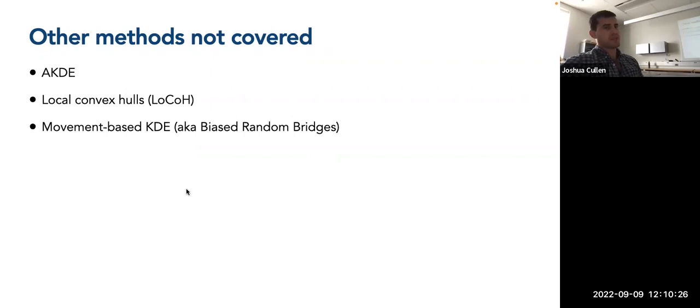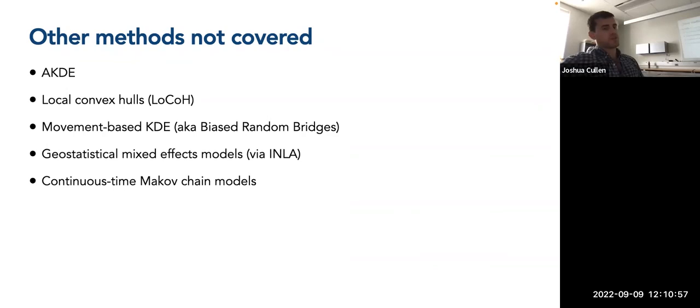There's also movement-based KDE, which I think resembles the dynamic Brownian bridge movement models, also called biased random bridges. And I think it'll probably perform comparably to the DBBMMs. So trying to account for this movement process when estimating kernel density estimates. And then we get into these other models that can account for environmental covariates or not. So like these geostatistical mixed effects models, continuous time Markov chain models that estimate habitat preferences and then use those to estimate utilization distributions, as well as step selection functions, which do a similar thing.